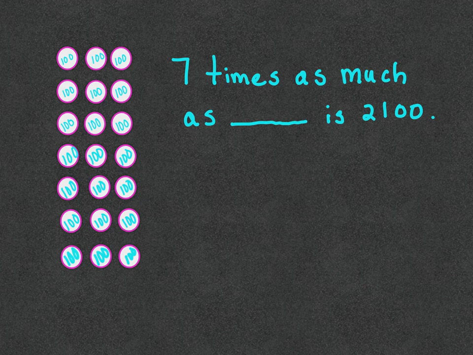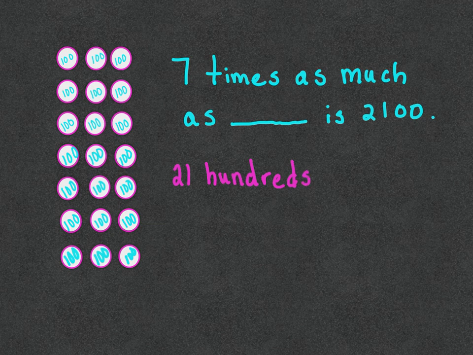All right, next one. I have place value discs, and each one of the discs is worth 100. So I have 21 of them. So this question is saying 7 times as much as what number is 2,100? 21 hundreds. So we would write that as 21 hundreds. But we have 7 times as much. So we want to know 7 times what number is going to give us 21 hundreds.